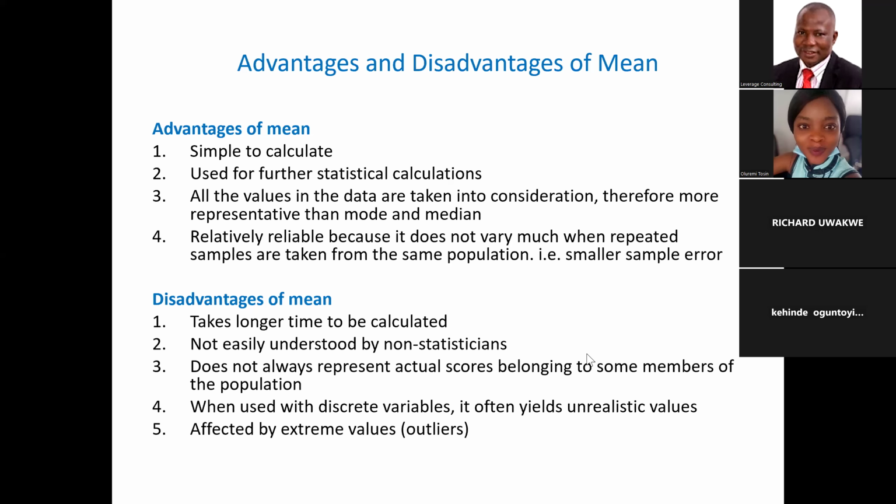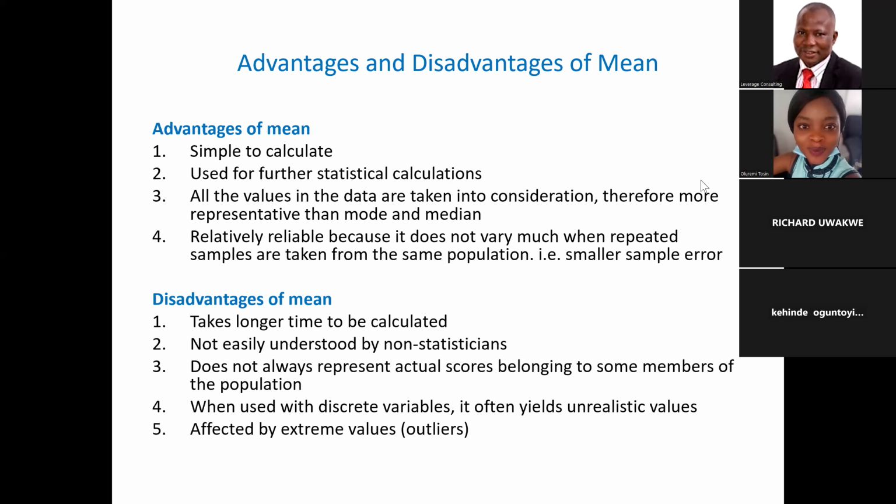Disadvantages of mean: it takes longer time to calculate, sometimes, if you are calculating by hand. For a computer, it doesn't take any longer time to calculate it. Second, it is not easily understood by non-statisticians. People don't understand it. Third, it does not always represent an actual score belonging to some member of the population.